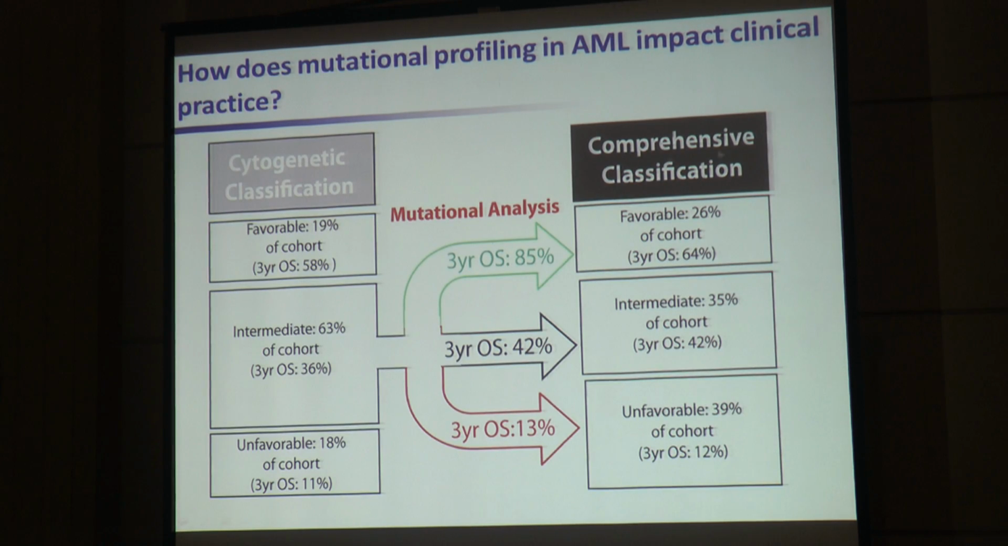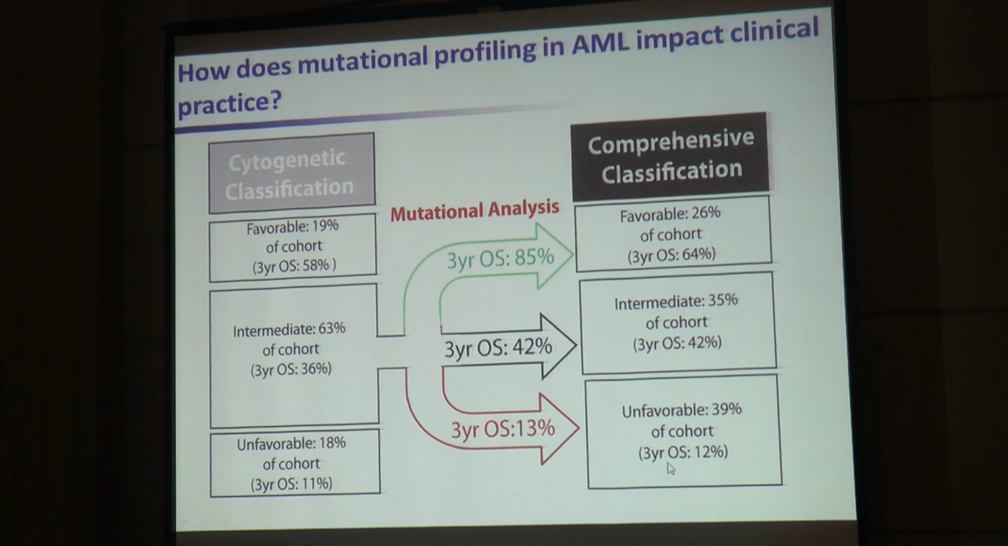And so the other point here is that based on cytogenetics alone, at least half of patients with AML fall into this intermediate risk cohort, but using further mutational analysis, we can shrink this cohort and increase those that are favorable or unfavorable based on further mutational analysis.